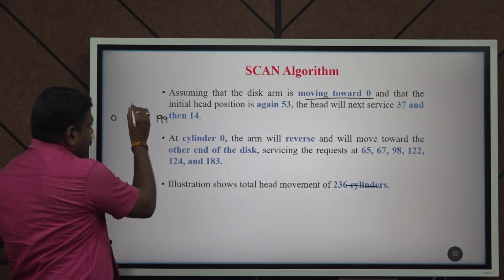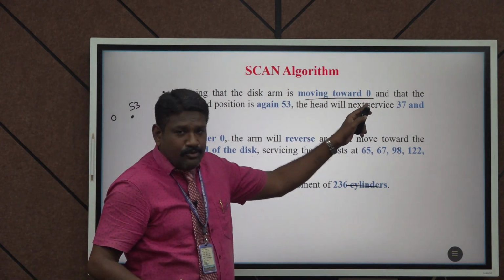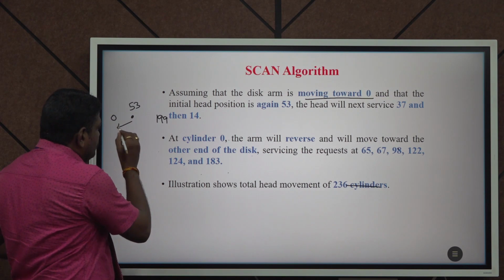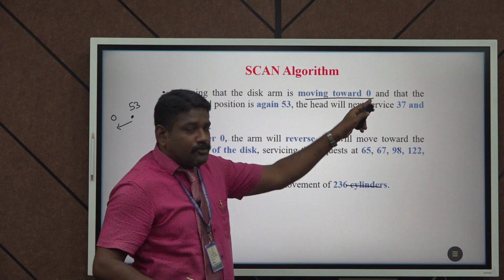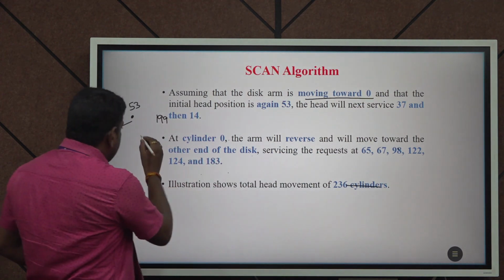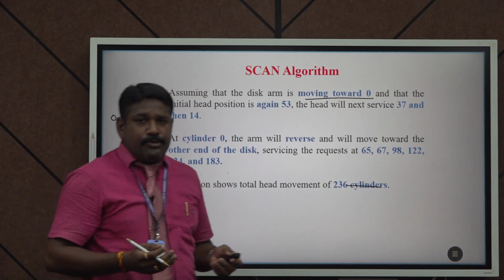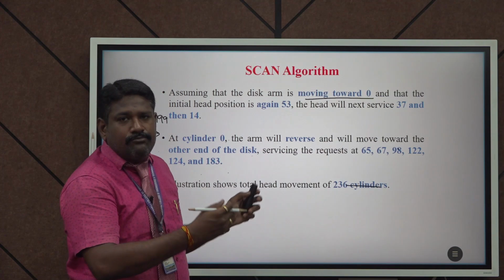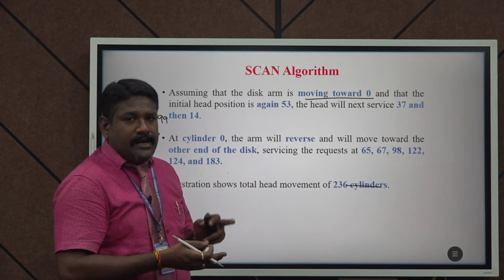Now the initial head position is 53, but here we have given additional input. If it is moving towards 0, first from 53 we have to move towards the left direction, or if the value is moving towards 199, from the initial head position we have to move towards 199. Or else sometimes the input can be mentioned directly as moving towards the left side or moving towards the right side.